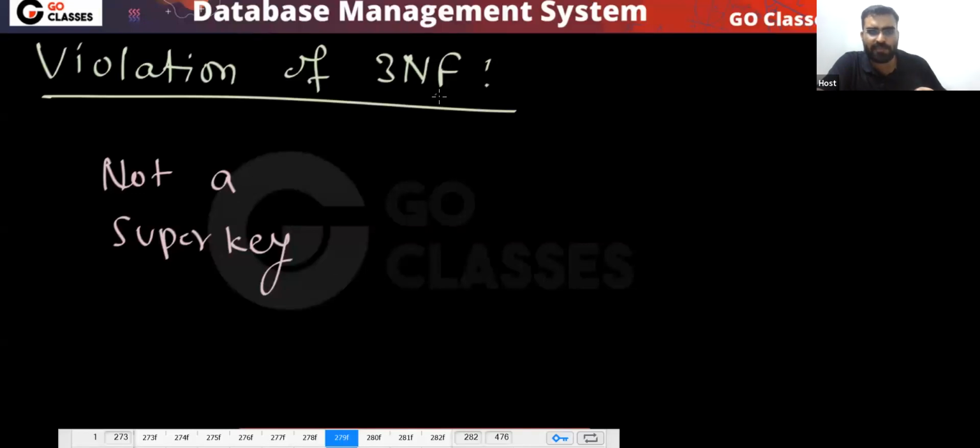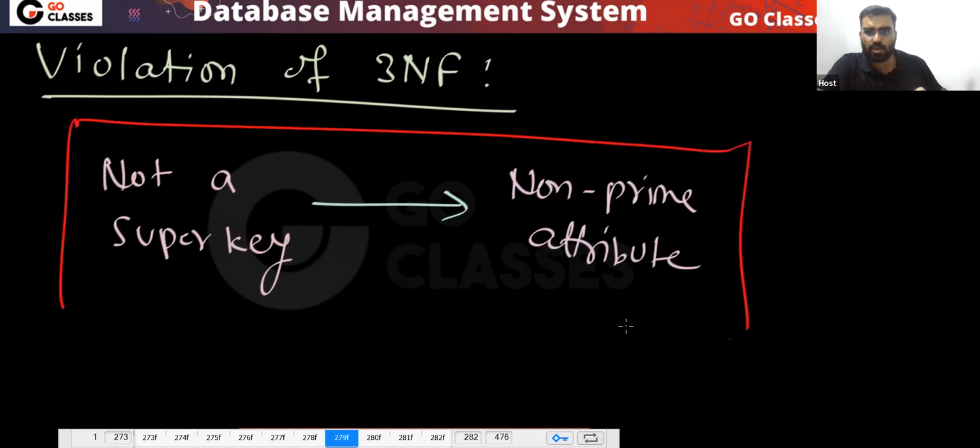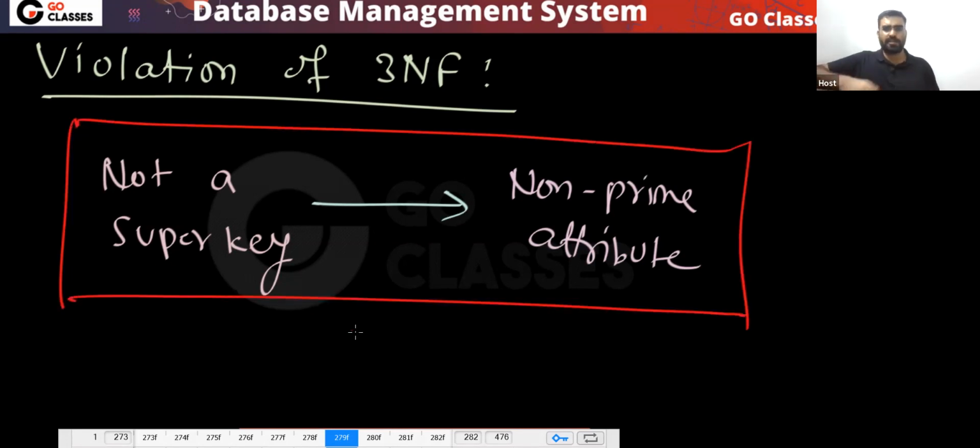Remember, a violation of 3NF will happen when not a super key implies non-prime attribute. This is the violation. That's it. It is very easy to check, yes or no. This is quite easy to check: not a super key implies non-prime attribute.